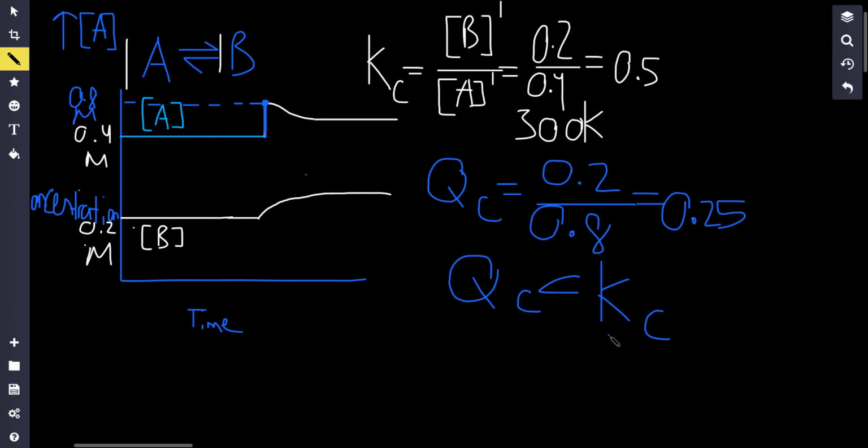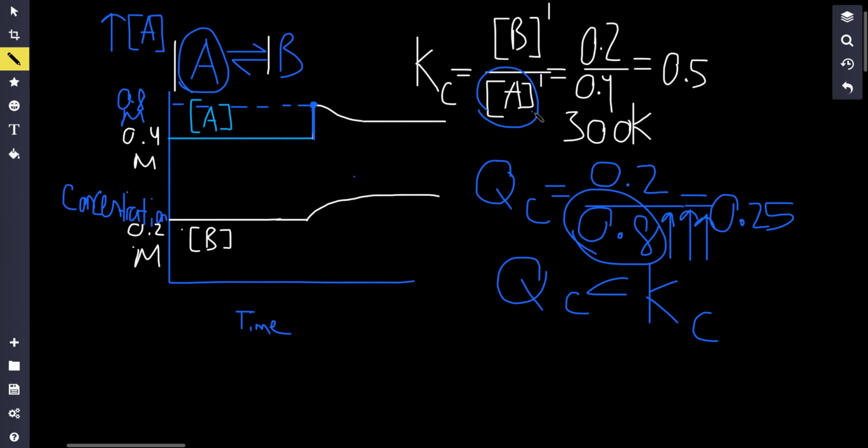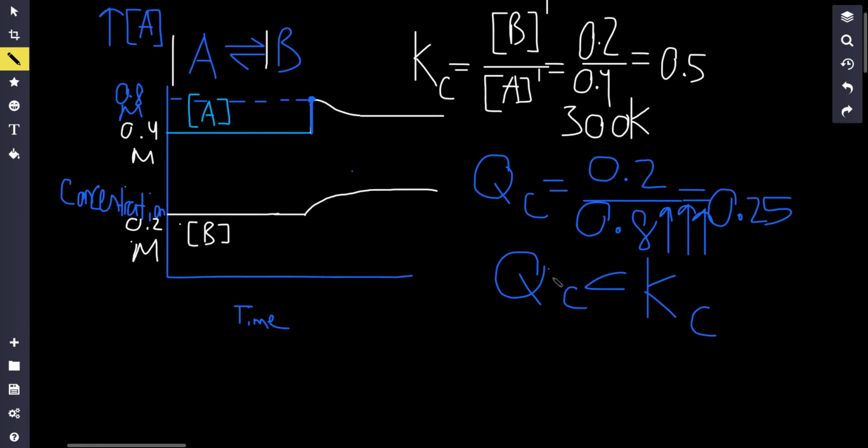And this basically implies that if Qc is less than Kc, well, think about it, right? In order for this reaction quotient to be less than the equilibrium constant, what has to happen is that we have to have a big denominator. Because remember, if you have a big denominator, you're going to get a smaller value. And what's in the denominator? Well, reactants, right? My reactant is in the denominator for writing out the equilibrium constant expression. So when Qc is less than Kc, remember that this means we have a lot of reactants.